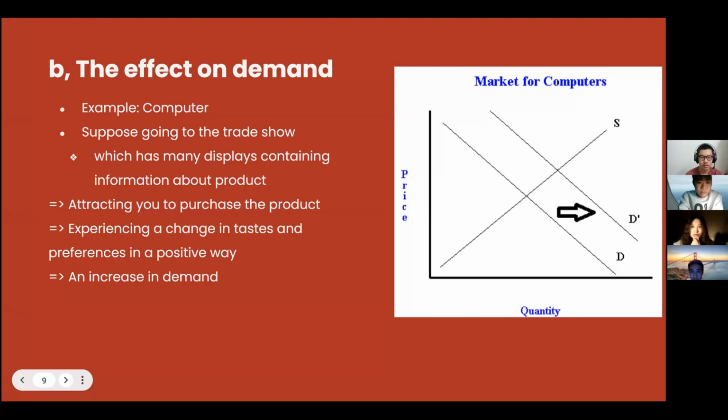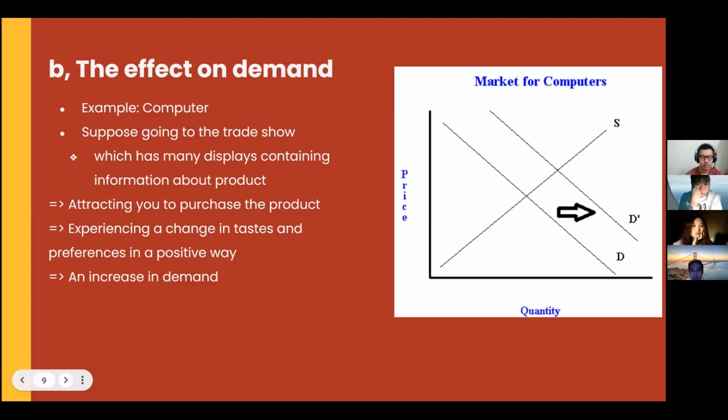And if done correctly, this information or the advertising will make you decide to purchase the product. This means that you are experiencing a change in your taste and preference in a positive way, and this results in an increase in demand.